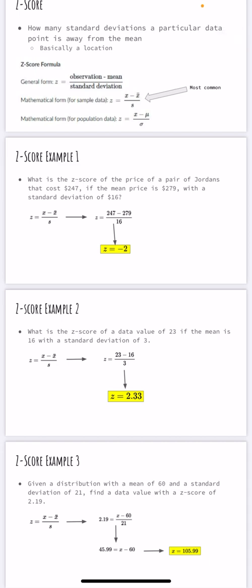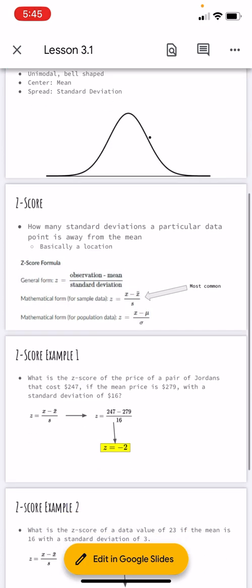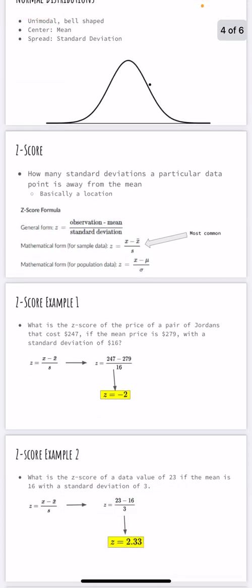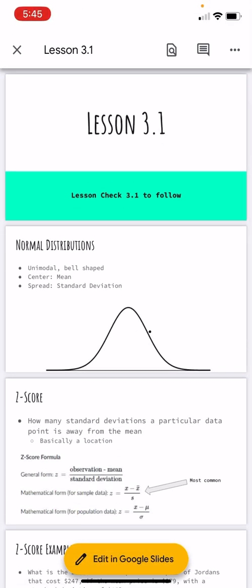So for this lesson, we just need to know that z-score is a location, and it's the location of a particular data point and how many standard deviations away from the mean a particular point is. A positive z-score means that your particular data point is above the mean. A negative z-score means your particular data point is below the mean. Okay, I know that was quick, but hopefully it helps.